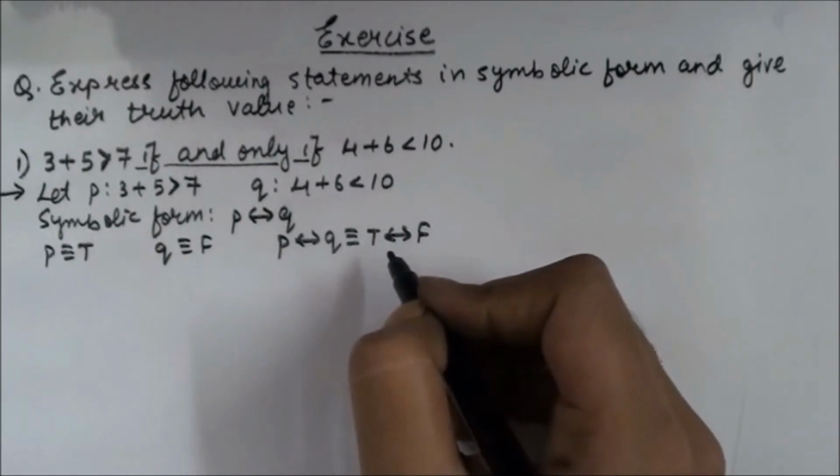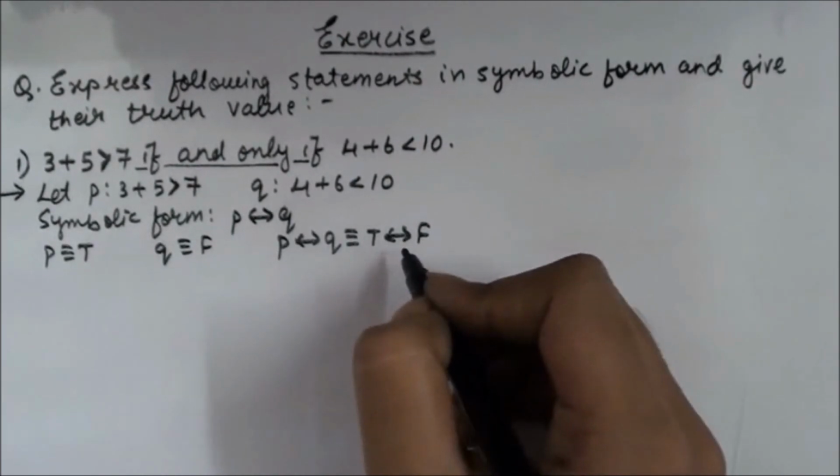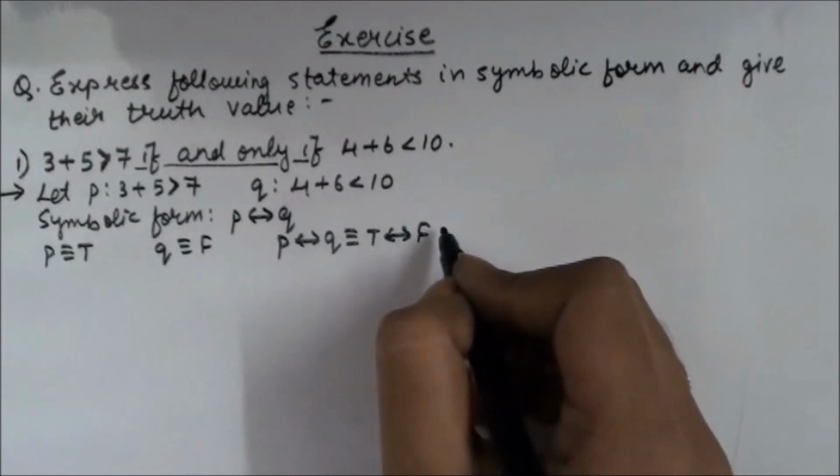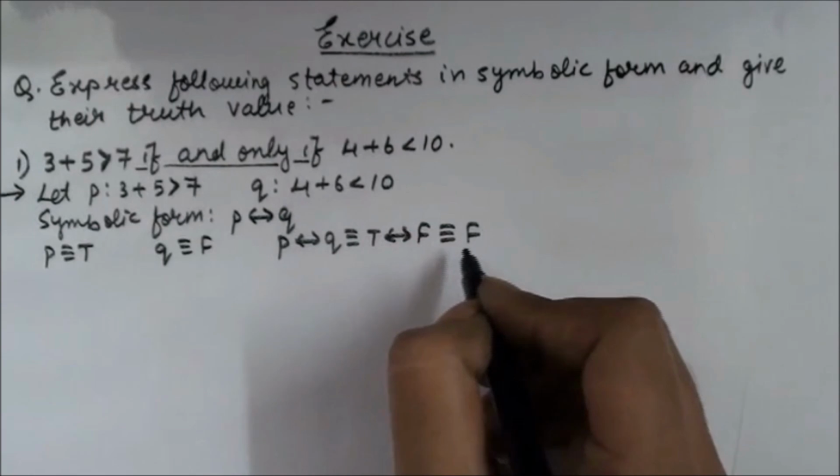Now we know that double implication is true only when both the statements have the same truth value. But here both the statements have different truth values. Therefore this double implication will be false. So the truth value of the statement is false.